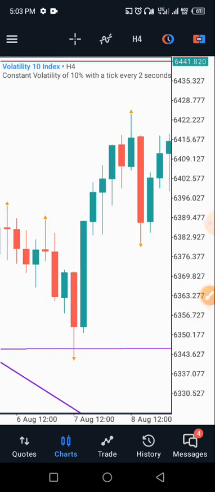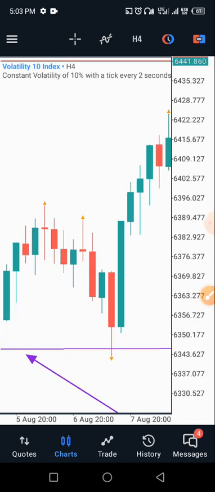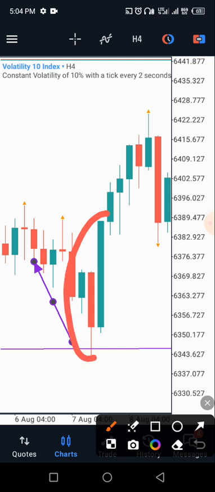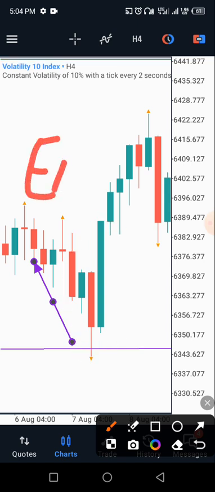On the 4 hour time frame, what we want to see, remember on the daily time frame we say that we want to see the candle close above. So immediately as price is closing above this level, it means that what we want to see is this particular candlestick pattern here. We want to see an engulfing candlestick pattern.